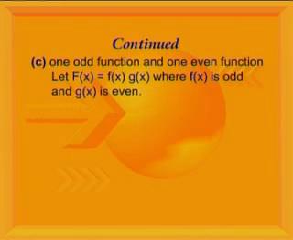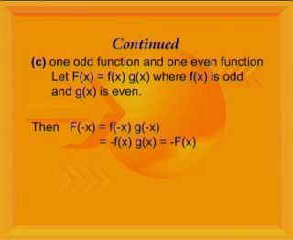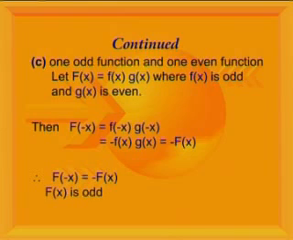Finally, we take one odd and one even function. Let capital F(x) be equal to small f(x) into g(x), where we say f(x) is odd and g(x) is even. And now we test for this, substituting for x minus x. So capital F of minus x is equal to small f of minus x into g of minus x, which is equal to minus of f(x) into g(x), and that is equal to minus of capital F(x). So therefore capital F(x) is an odd function.